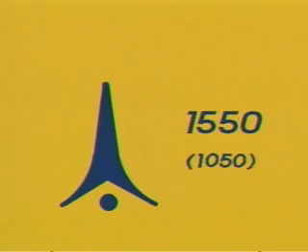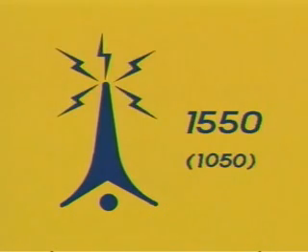Printed next to the symbol is the height of the structure above sea level. In parentheses is its height above the ground. If the structure has high-intensity lighting, the lighting symbol is included.